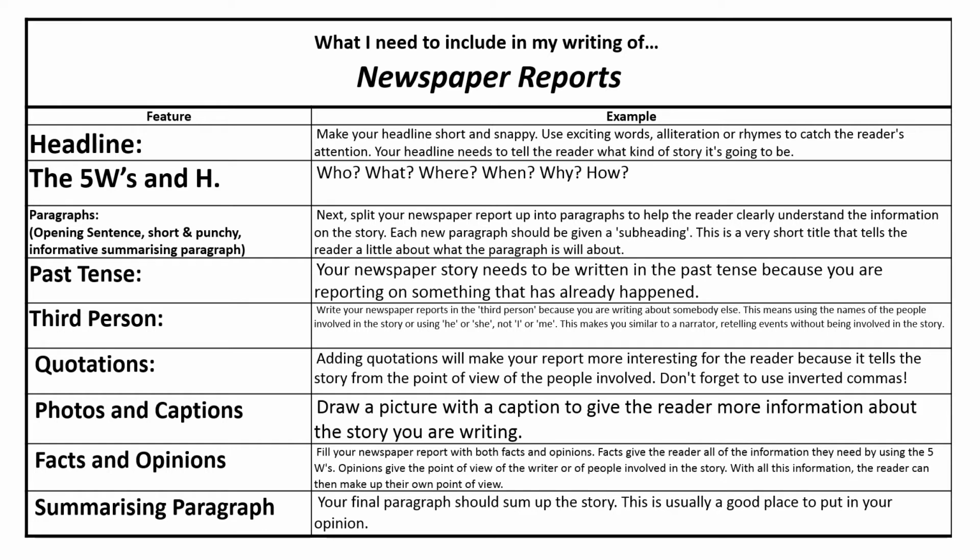Past tense. Your newspaper story needs to be written in the past tense because you are reporting about something that has already happened. Third person. You need to write your report in the third person because you're writing about somebody else. This means using names of the people involved in the story, or using he or she and not I or me. This makes you similar to a narrator, retelling events without being involved in the story.